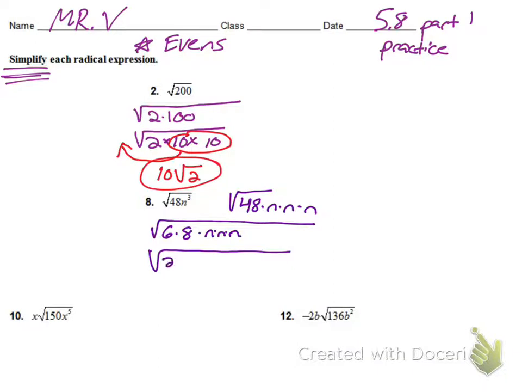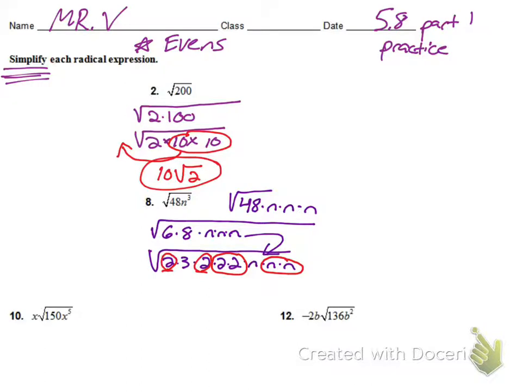6 is 2 times 3. And 8 is 2 times 2 times 2. And then you still have all 3 of your n's. So that's like saying times n times n times n. So now, let's see our pairs. I have a pair of n's. I have one pair of 2's. And then I have another pair of 2's.